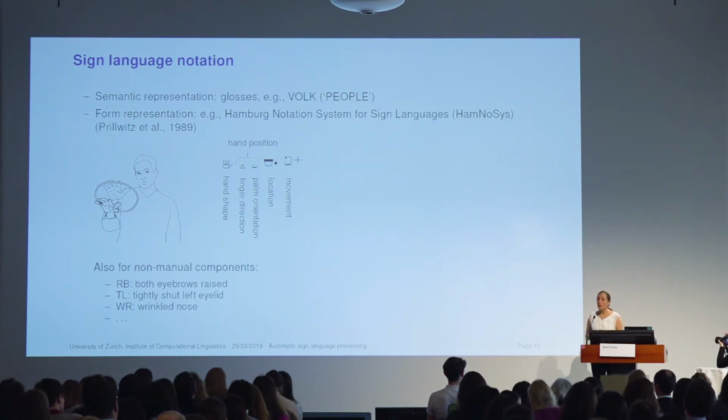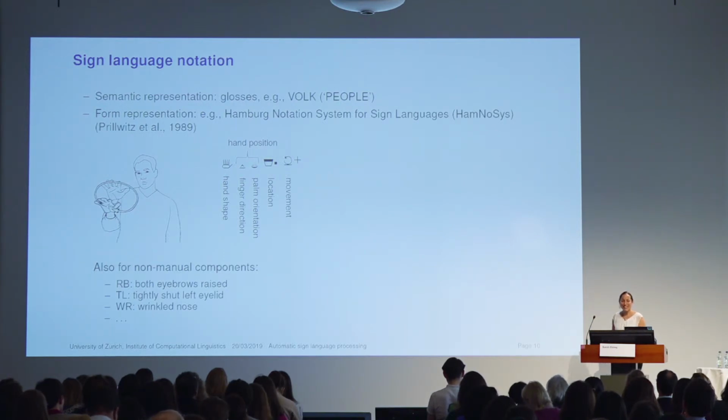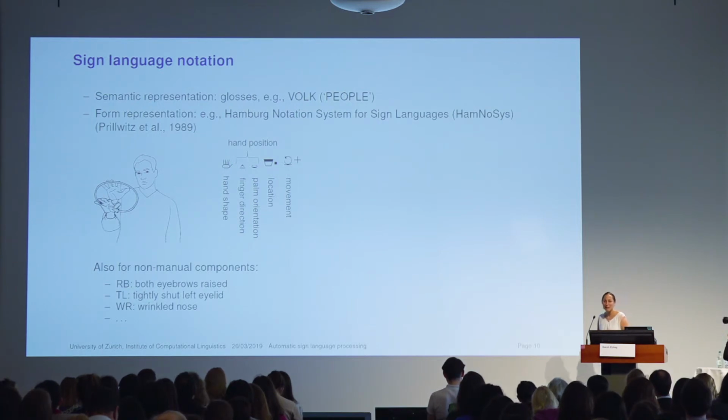This is the sign Folk. It's performed like this, two circular movements. Folk is the name of my former PhD advisor, so I like to use this example. We also have codes for denoting the non-manual aspects of signs, for example raised eyebrows, noses that are wrinkled, heads that are pushed forward, shoulders that are shrugged, things like that.